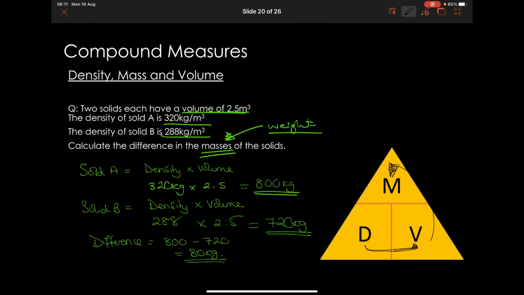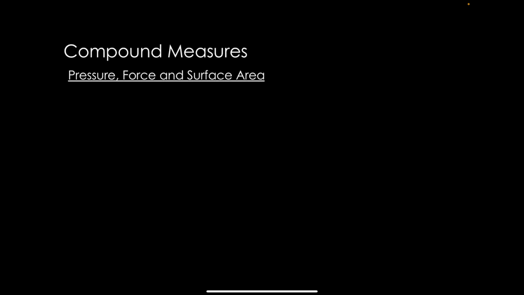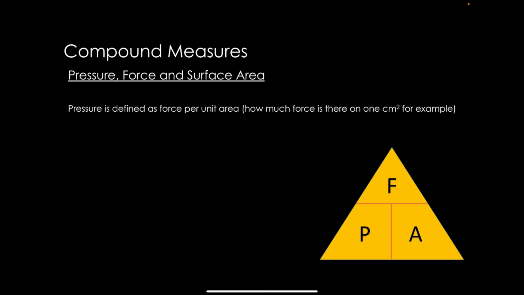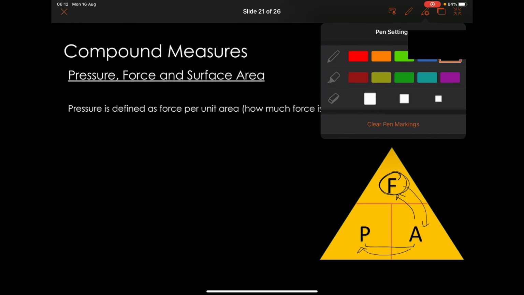Okay, so let's do one more type of triangle. This is your pressure, force and surface area triangle. Pressure is defined as force per unit area. How much force is there on 1 centimetre squared, for example? So here is your triangle for this. You could remember that as PAF or FAP, or whichever way around you want to remember it. As long as you remember PA goes on the bottom, and F goes at the top. Again, it's up to you how you want to remember those.